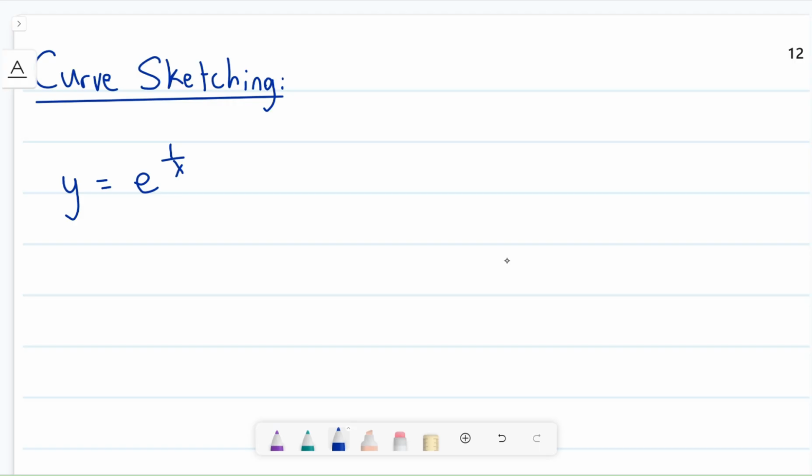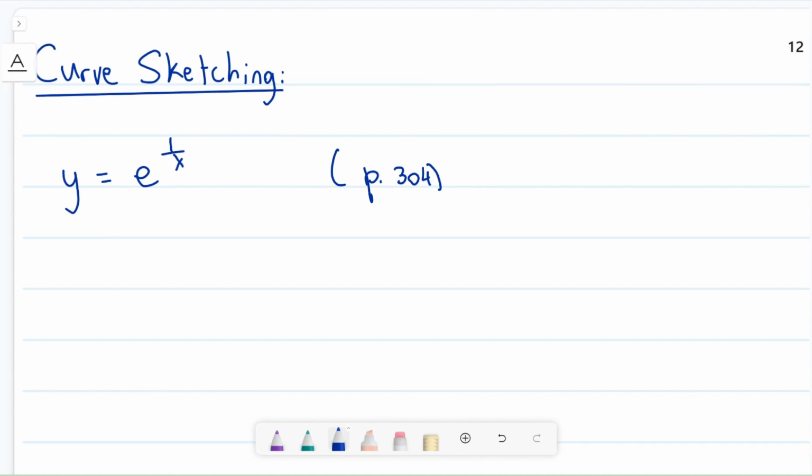Now we will move on to curve sketching. So we will start with a basic curve which we will try to graph together, and then I will give you a general strategy of how to sketch curves, and then we will try another example. So our first example is from page 304 in the book. We will graph together y equals e to the power of 1 over x.